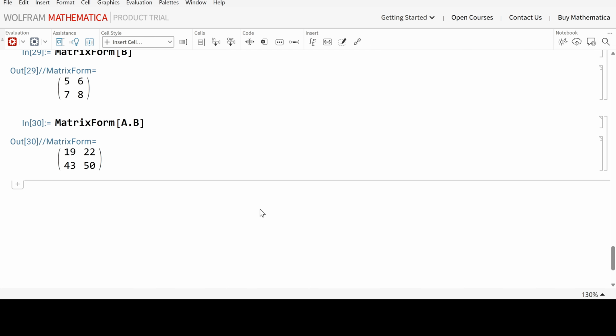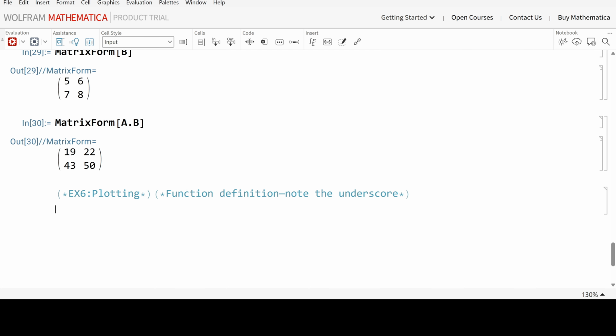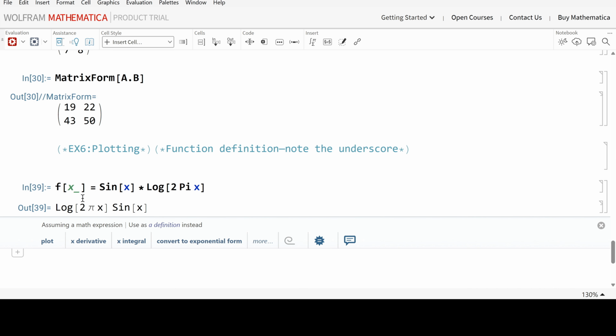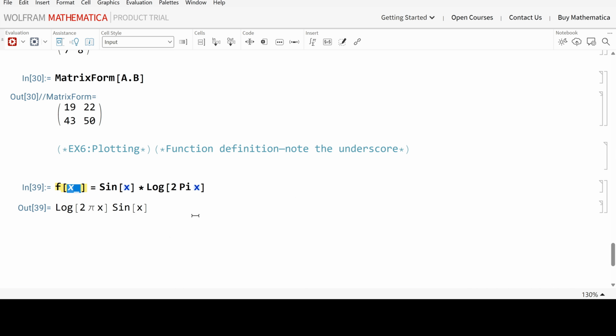Now let's visualize a function. We'll define our own function named f of x. In Mathematica, when defining a function, we must write the variable with an underscore. For example, f[x_] equals something. That underscore tells Mathematica that x is a variable placeholder. But remember, you only use the underscore in the definition, not when you call or evaluate the function later.